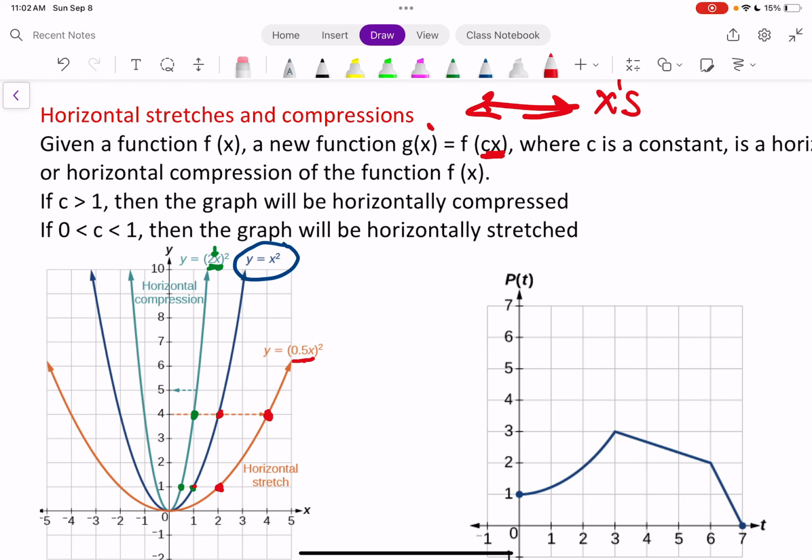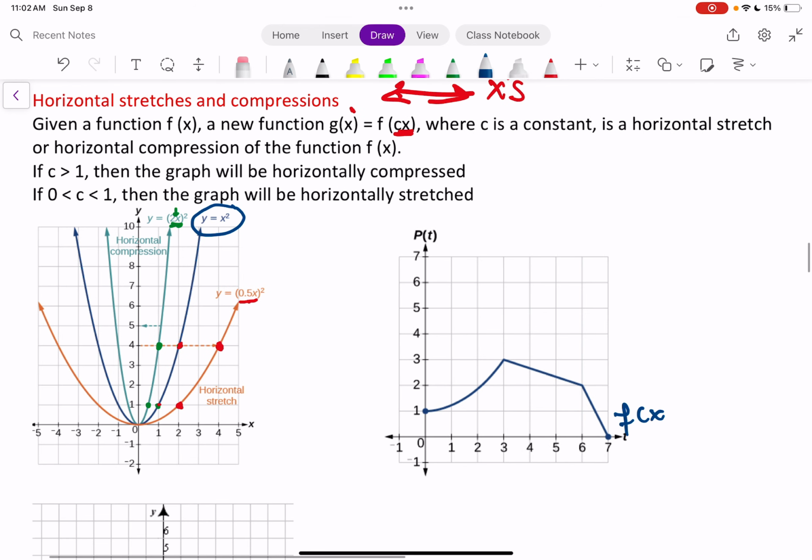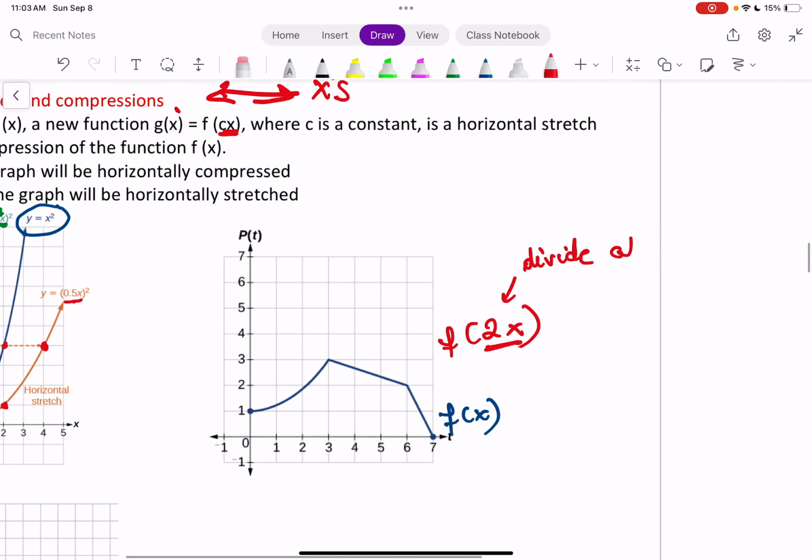Okay, so let's practice on this. So let's say the blue is some kind of function f of x. How do I get f of 2 times x out of it? So 2 times x simply means to divide all x coordinates by 2.